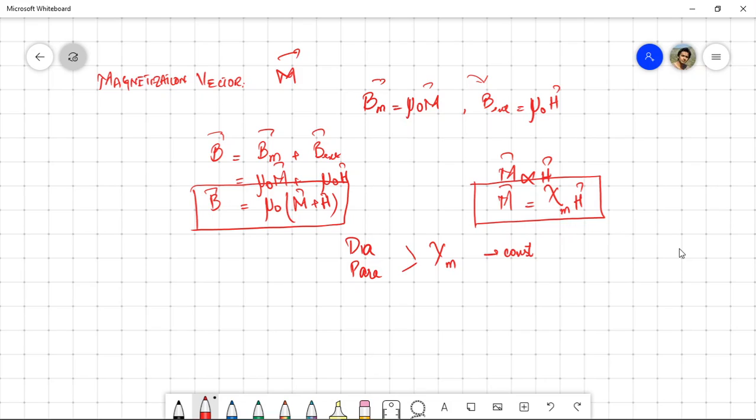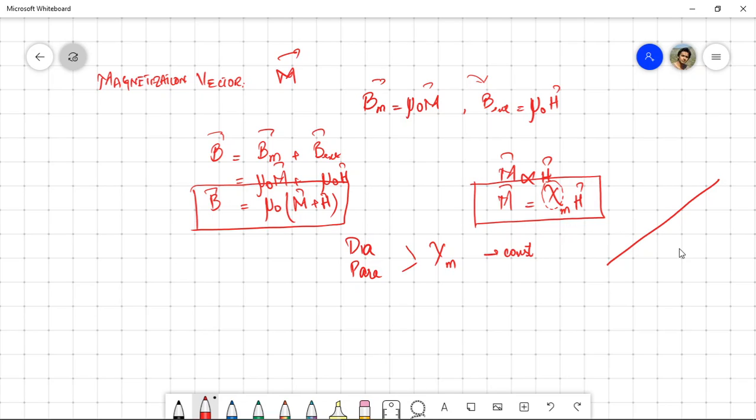This tells us that the relationship between M and H is going to be linear always. Whenever we increase the value of H, the value of M will increase. Whenever we decrease the value of H, the value of M will decrease. It means that if this thing is constant, then these two things are linearly related to each other.